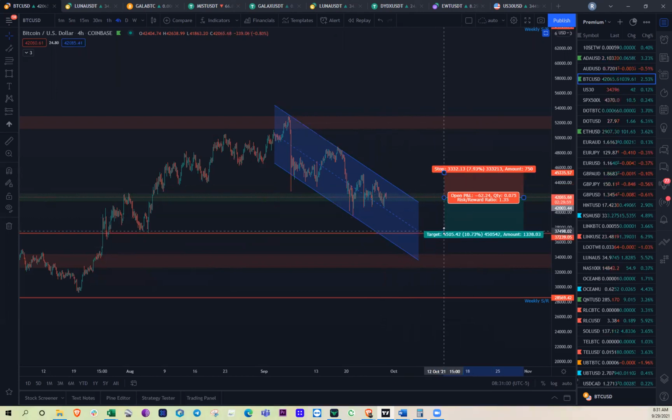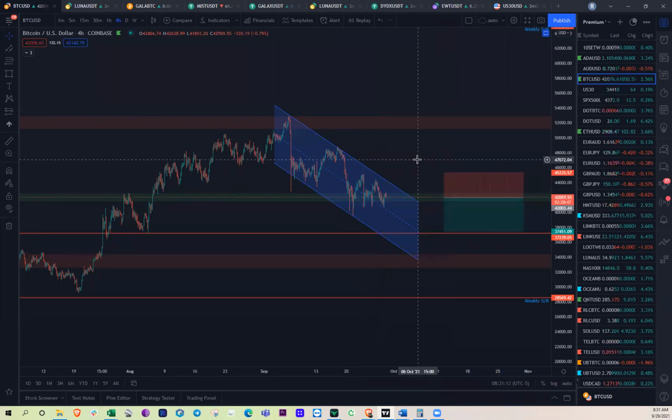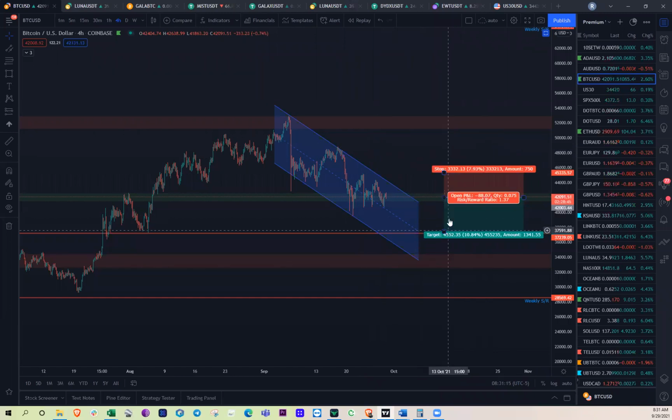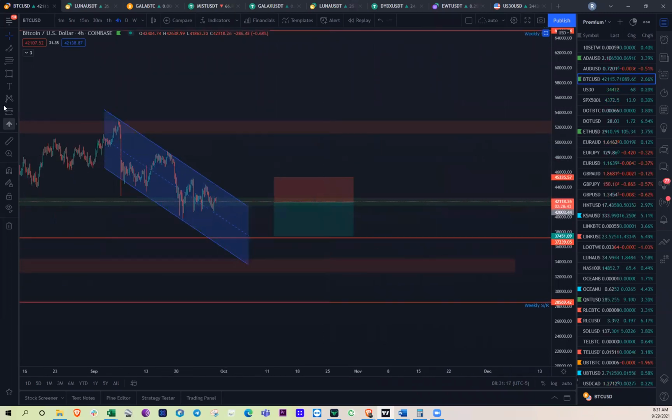TP is right at my target, a 1.3 risk to reward ratio. It's not the greatest, but it's not terrible neither. So I would take that short. You could also take the next short to your next line.